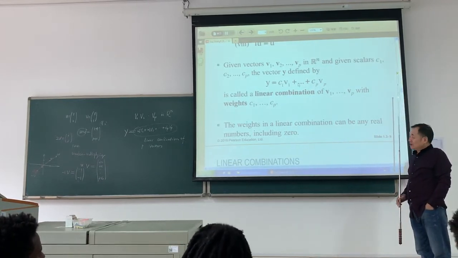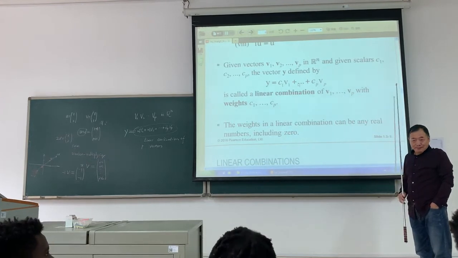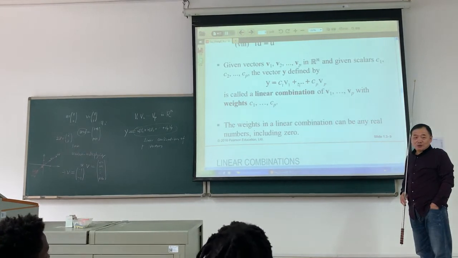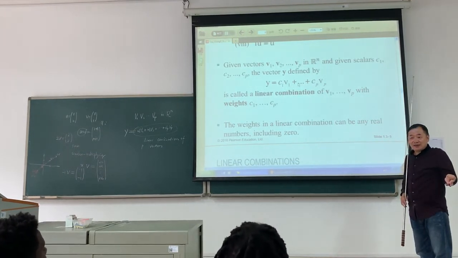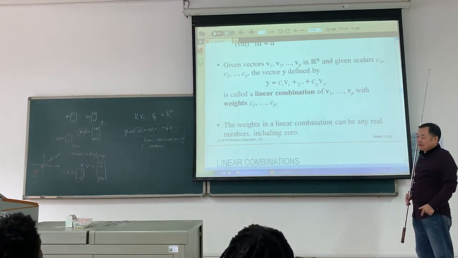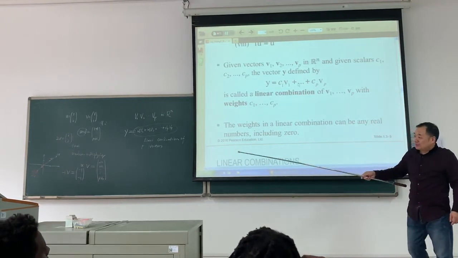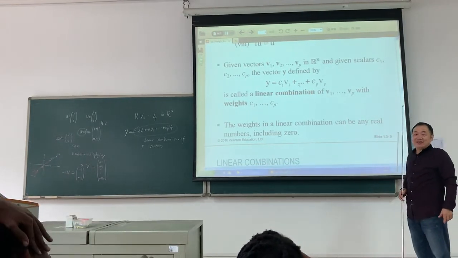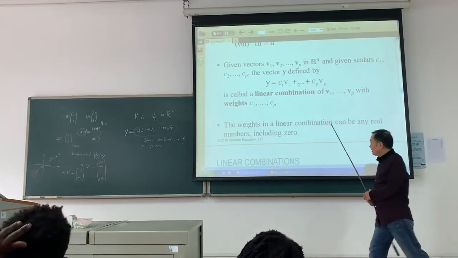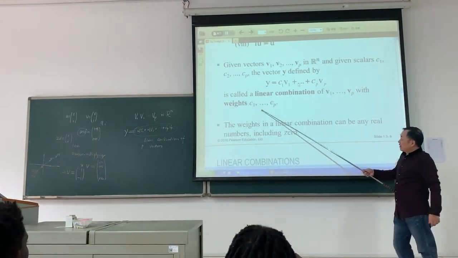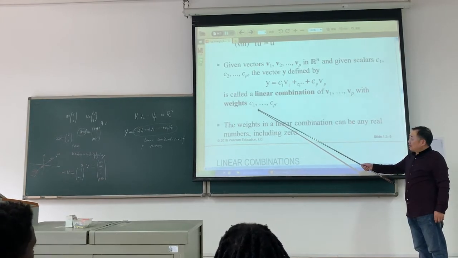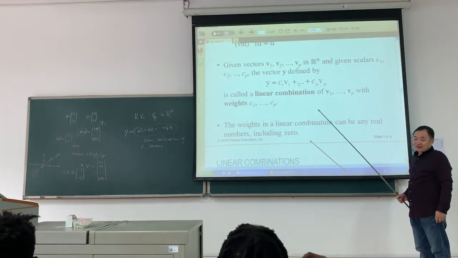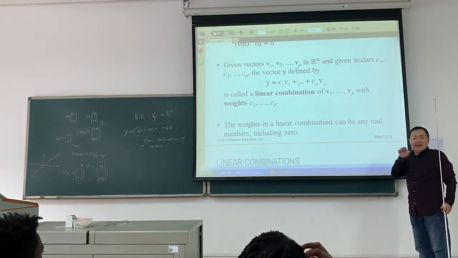In algebra, c1 up to cp may be complex. Understand? Real number, complex number. Yeah. Okay. But in this book, we focus on real numbers. This number may be zero, because it can be any real number.